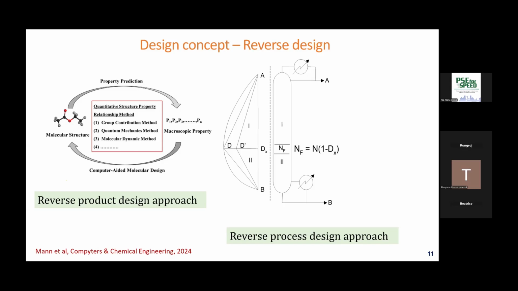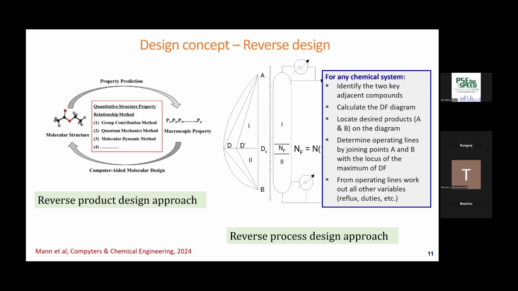If we have this diagram, which we can easily obtain without any simulation, we identify the maximum driving force point, and then we know which product purity we want at the top and the purity at the bottom. We can do the reverse design here, finding out what the feed location is, the number of stages, the reflux, and all of that. So having these two, we have a step-by-step method.